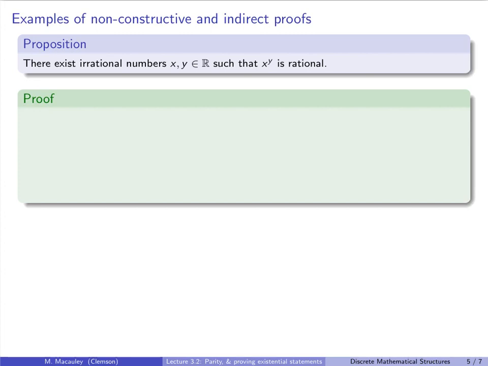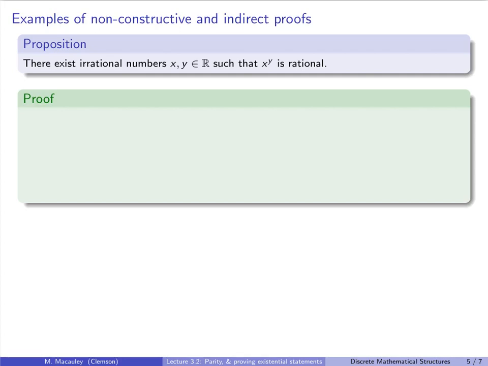First, consider the following statement. There exist irrational numbers x and y such that x to the y is rational. This seems a little bit hard to believe, because how can you take an irrational number like pi or root 2 and raise it to some other irrational number and magically things cancel out and you get a fraction?